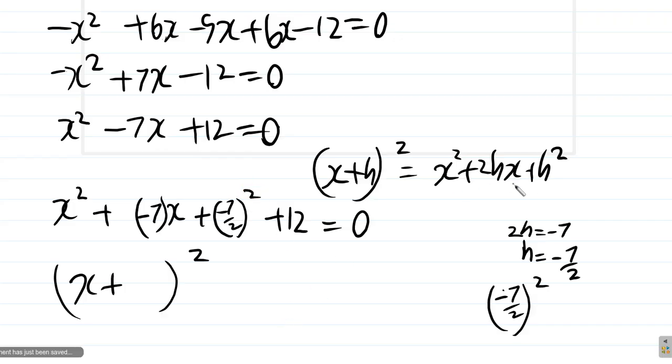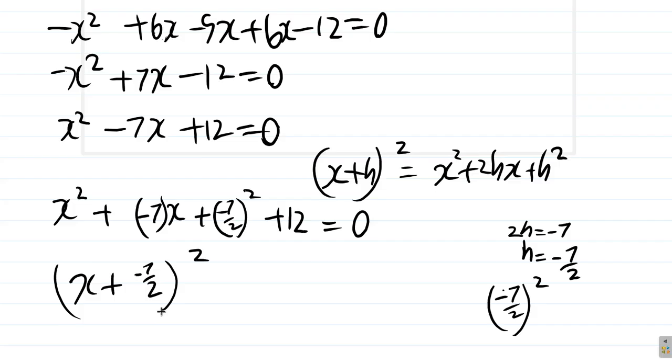Now, here, we're going to transfer from this form to this form. This is x plus what squared? It's 8 squared, and h is negative 7 over 2. So it's negative 7 over 2 all squared. I guarantee you, when you multiply out all of this, it's going to be x minus 7 over 2, so x minus 7 over 2 times x minus 7 over 2.